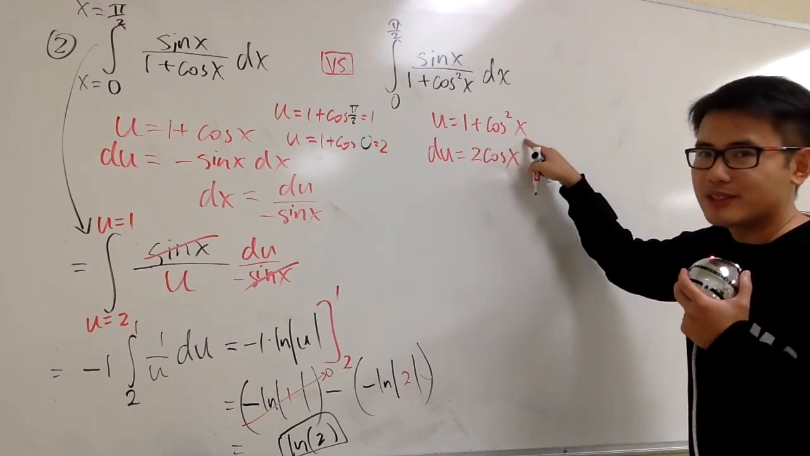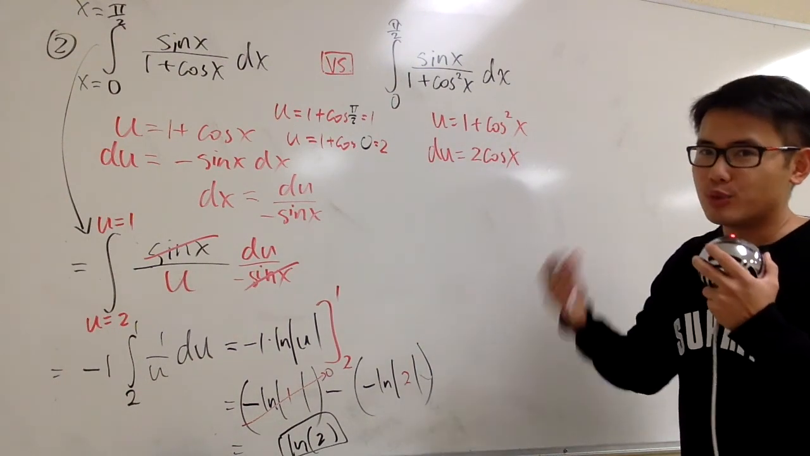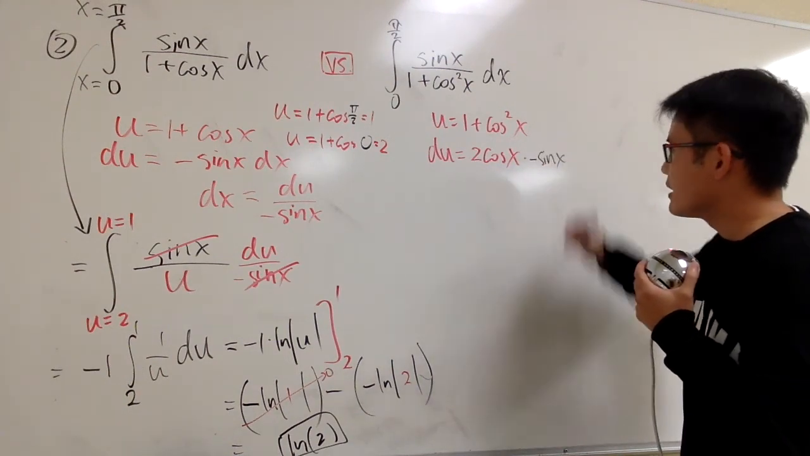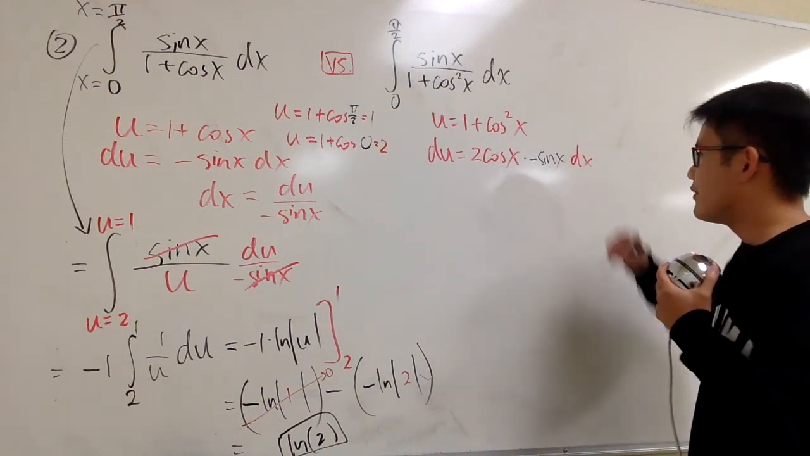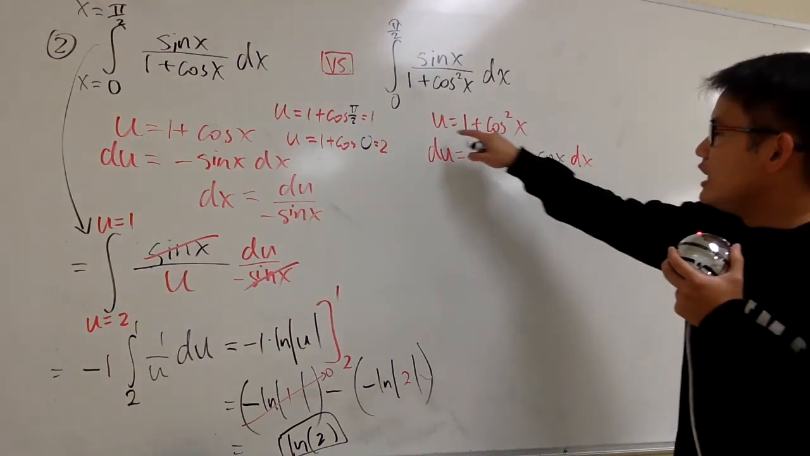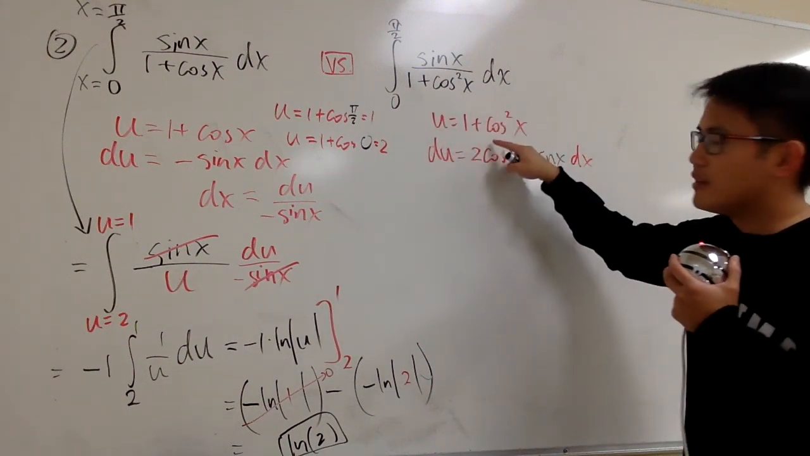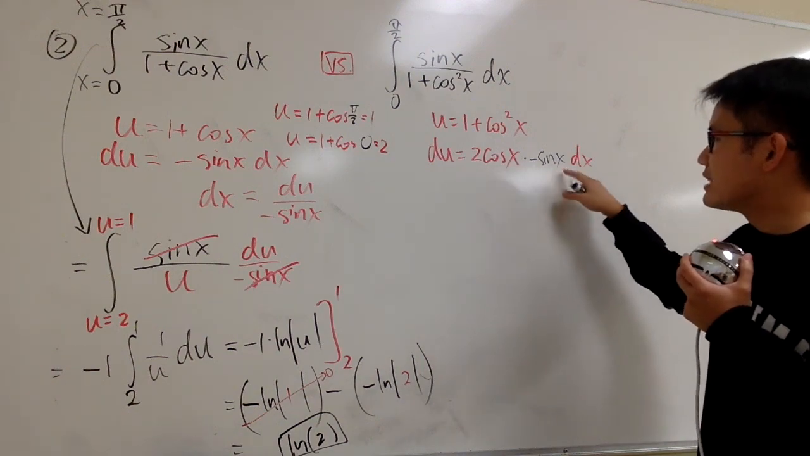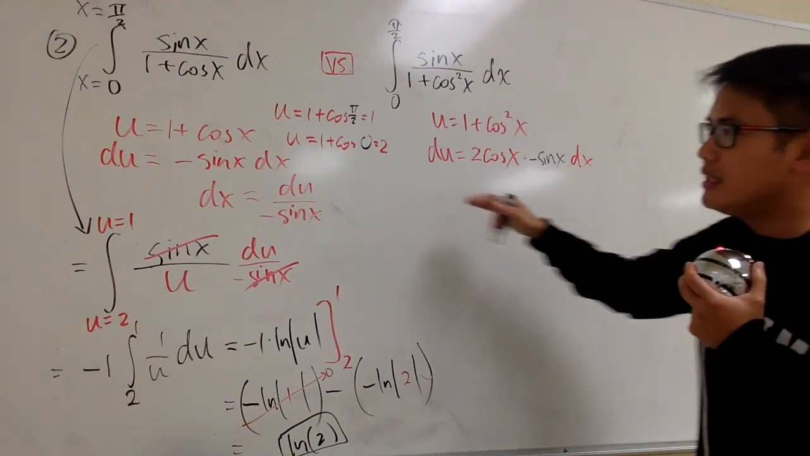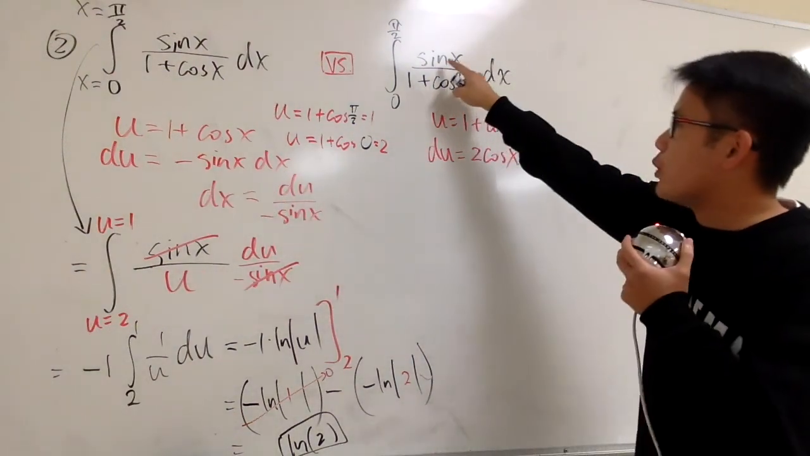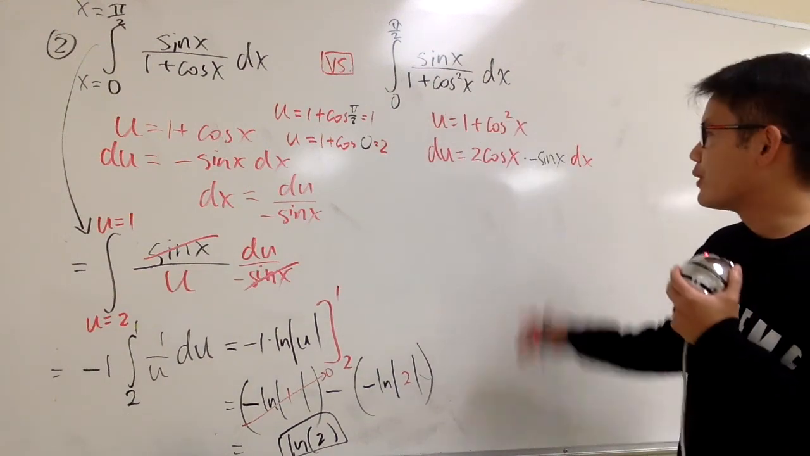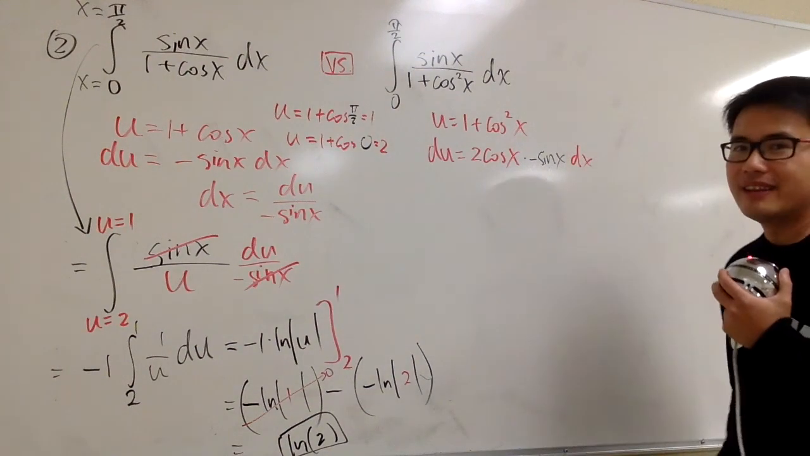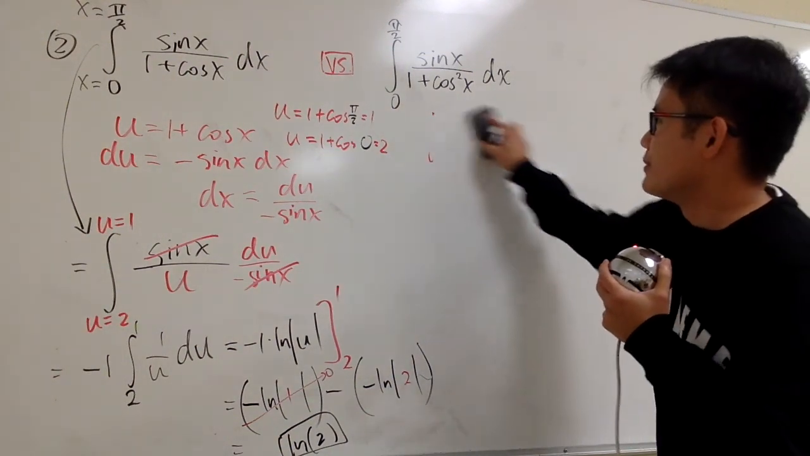But the inside function is cosine x. So we have to multiply by the derivative of cosine x because of the chain rule, right? So we have to multiply by negative sine x. And of course, you can attach the dx after that. But you see, if you let u equal to the whole denominator, du is all this, 2 times cosine x times negative sine x dx. This is not going to be as nice as this, because on the top, we only have a sine x, right? So we cannot cancel everything out that we want. Therefore, this is not the correct choice for you. So what can we do?